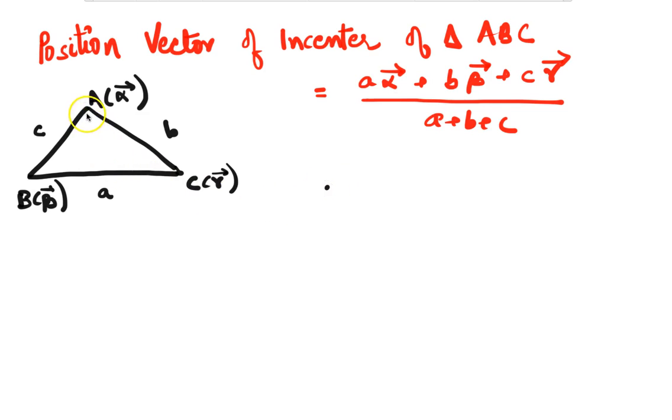So the incenter of a triangle is defined as the point where the angle bisectors meet. So the angle bisector of A, angle bisector of B, and angle bisector of C meet at a point I, which is called the incenter.